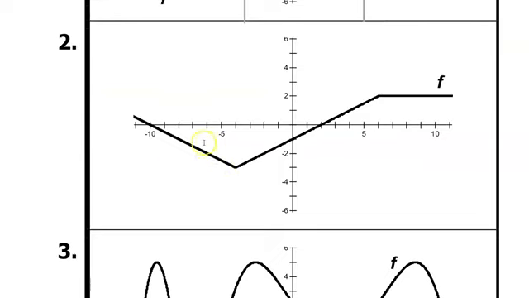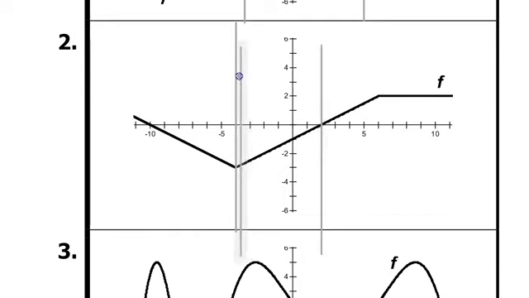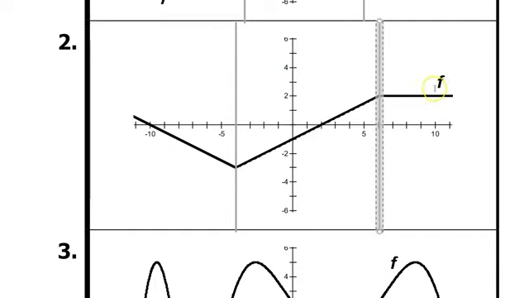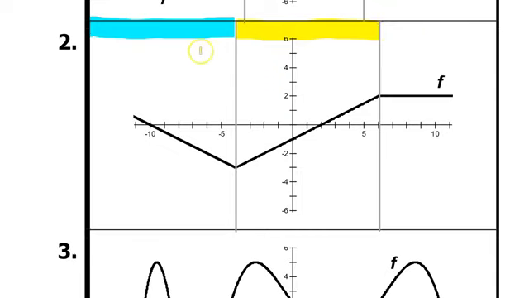Problem number 2. Again, let's start out by separating function f into intervals of increasing and decreasing. So it seems to be decreasing from here to here, and then it's increasing from here to here. After this, it's neither increasing nor decreasing. Let's highlight. So this is a decreasing interval from here to here. This is an increasing interval from here to here. And then we have neither, which we will deal with later.